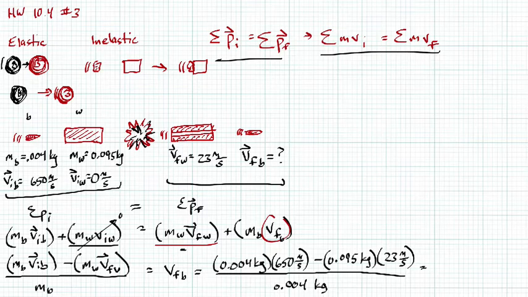Where's my calculator? Four times 650 minus 0.095 times 23, divided by 0.004, equals 103.8 meters per second. And that right there, my friends, is our final answer for part A. This is part A right here, I should say.